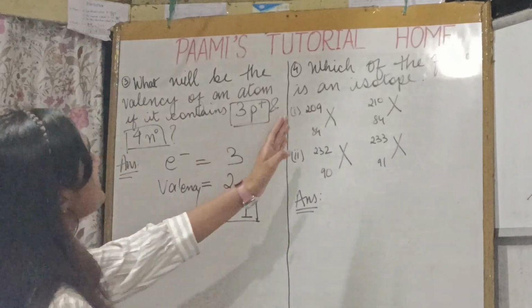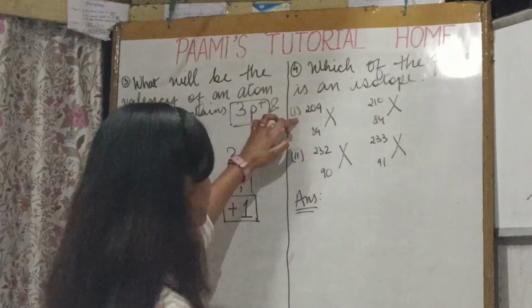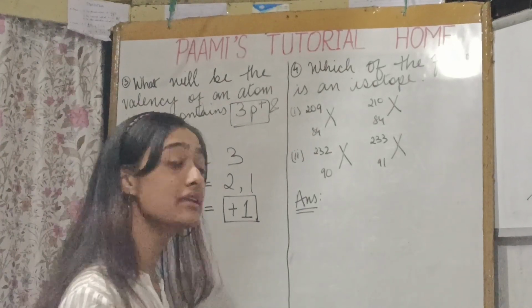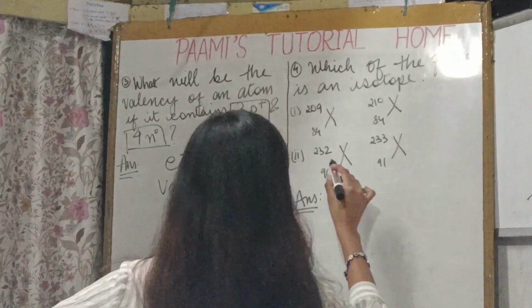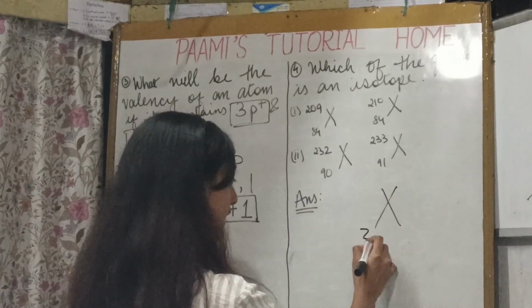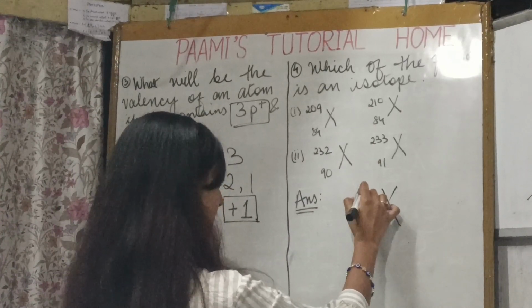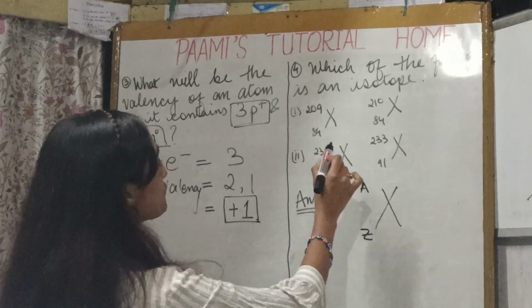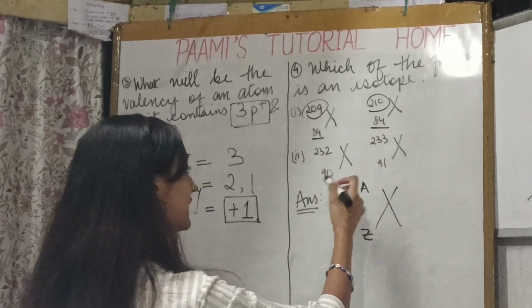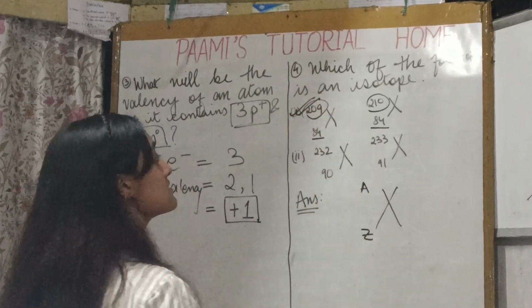ठीक है. Next, which of the following is an isotope? Option 1 or option 2? What was isotope? Same atomic number and different mass number. So for us, how did we represent an element? Here we wrote the atomic number and here we wrote the mass number, right? So atomic number same, mass number different. तो ये नहीं देख के we find out that this is the answer.